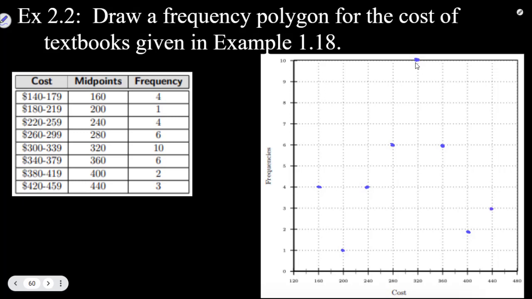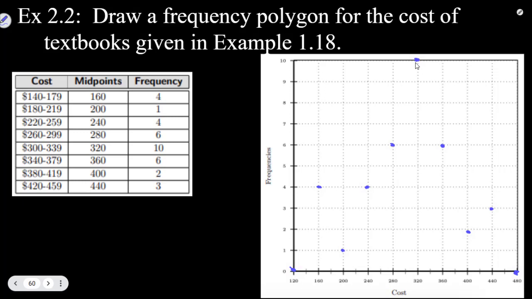Now, the one other thing that you have to understand about a frequency polygon is it always starts and ends at 0. So if you go back, notice these are going by 40s. The previous midpoint of the previous class would be 120, and that has no elements in it. So 120 would have to be a 0. And then after the 440, the next one would be 480, and that one would also have 0 elements in it. And so that's going to be right there. So when we do this, we have to start at 0 and end at 0.